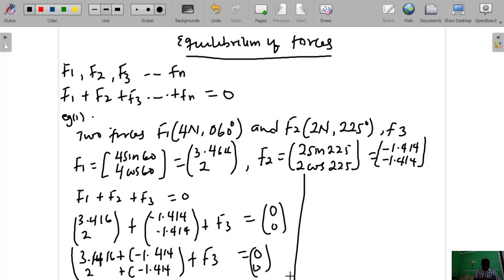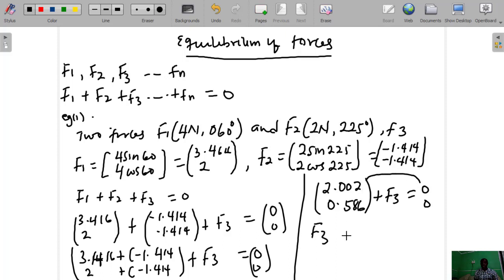So let's add it. 3.464 minus 1.414 gives us 2.002. Then we have 2 minus 1.414, which also gives us 0.586, plus F3 is equal to 0, 0. So to find F3, we now move this one to the side. So it will be minus 2.002, minus 0.586. So this will be the F3.